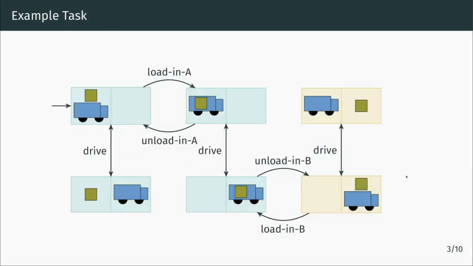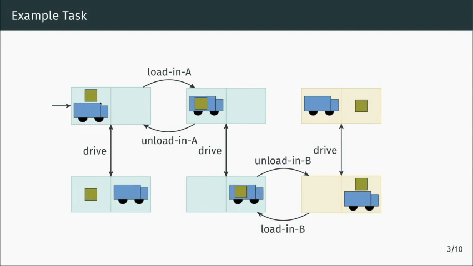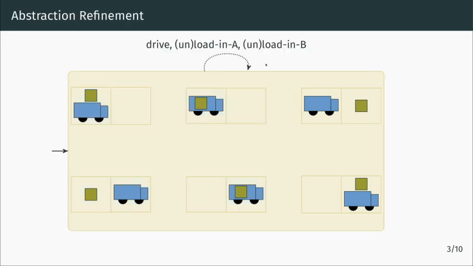So to see an example for how the CEGAR algorithm works, we have a small logistics example here where we have one package and one truck, and we have two locations, A and B. And the goal is to move the package from A to B, in one of these two goal states. We can load the package, we can unload the package, and we can drive between the two locations. So the CEGAR algorithm would work as follows for this task.